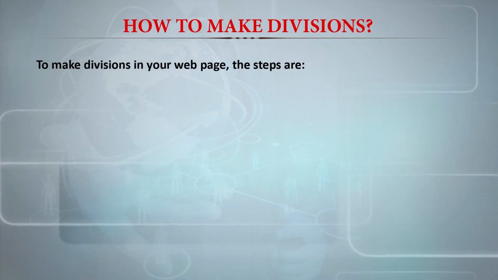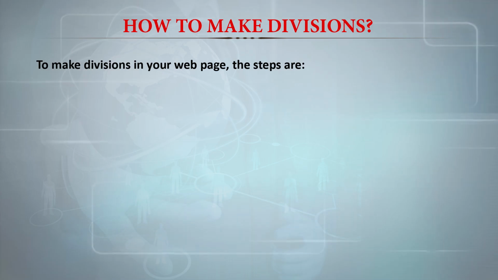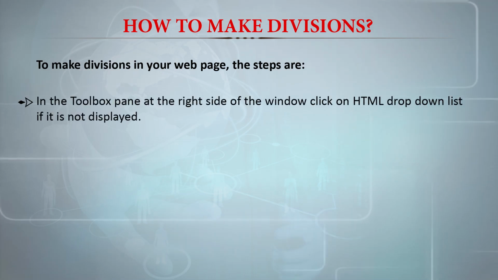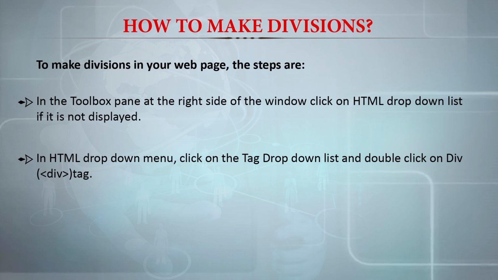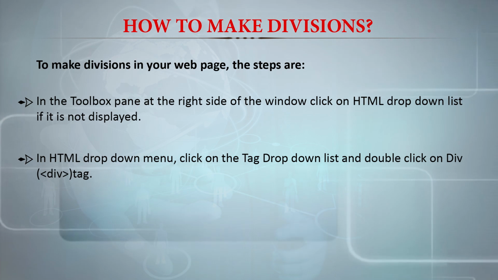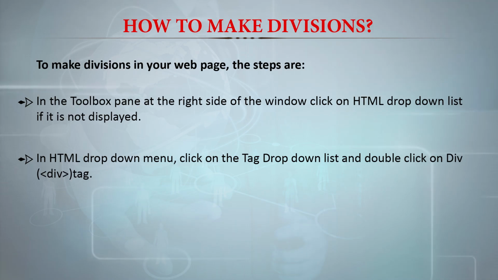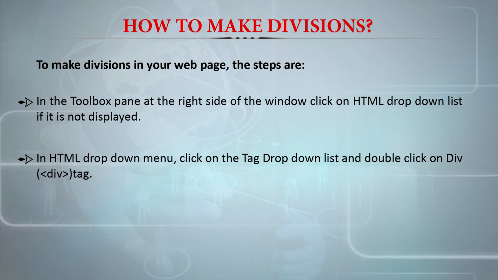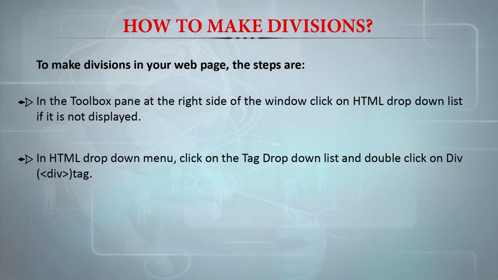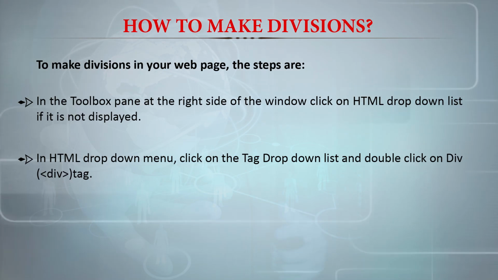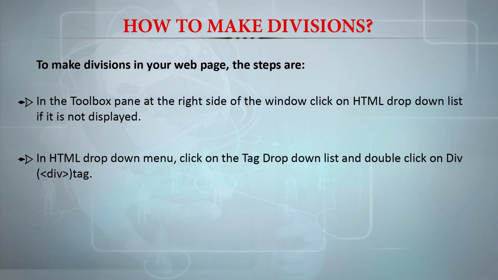Now, the challenge is how to make the divisions. To make divisions on the web page, the first step is that in the toolbox pane at the right side of the window, click on the HTML drop down list if it is not displayed. In the HTML drop down menu, you click on the drop down list and then double click on the div tag. The div tag is the tag which divides the web page. Without that tag, you will not be able to divide the page. Yes, there are several other options and we will have a look at some of them.